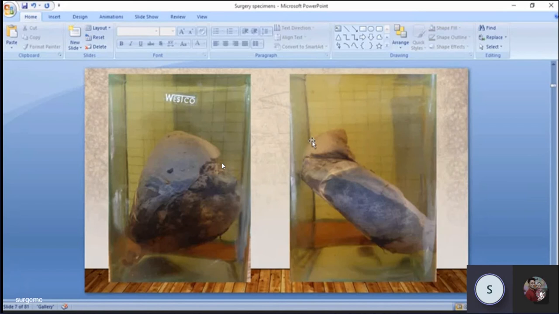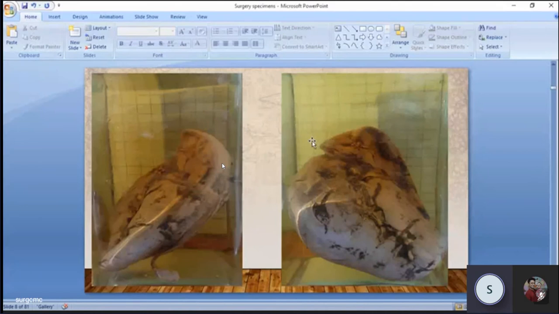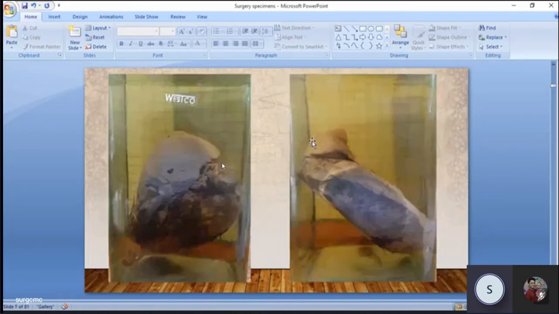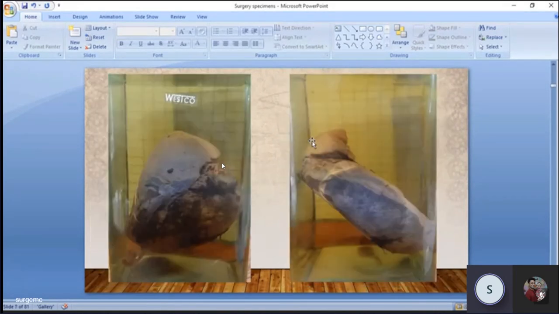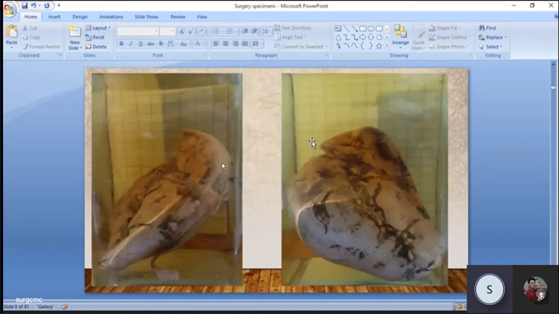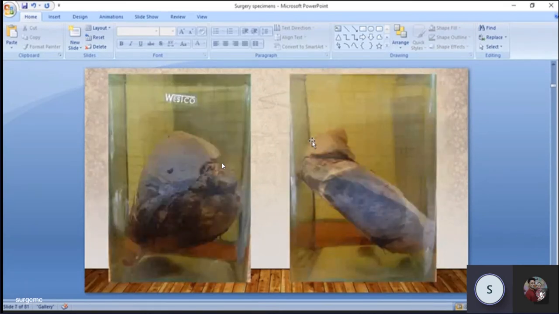First one. Now try to identify this specimen. Actually, for all these specimens I have taken pictures from all aspects, meaning right, anterior, posterior, and left side. So try to identify what specimen it is. Later I will tell. Okay, have you made up your mind what this specimen is? So let's see.